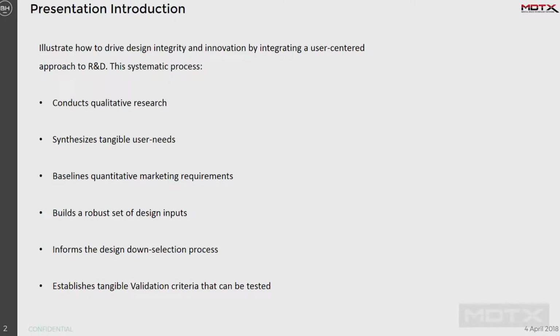So I'm talking about usability, but I'm going to apply it to design and how to design using a user-centric process. So I'm going to talk about qualitative research. I'm going to talk about synthesizing real user needs. I'm going to talk about using the output from that qualitative research to baseline your traditional quantitative marketing analysis, and using all of that together to build a robust set of design inputs.